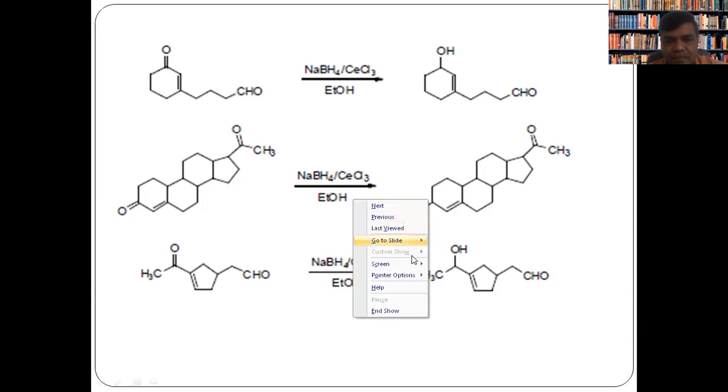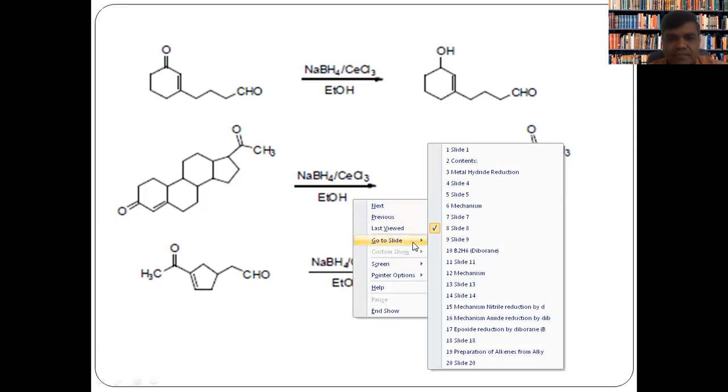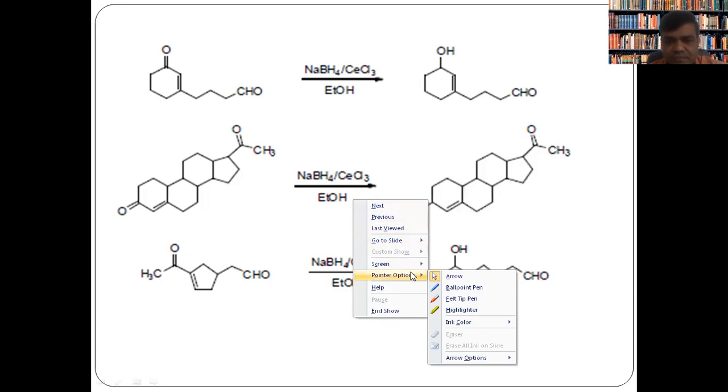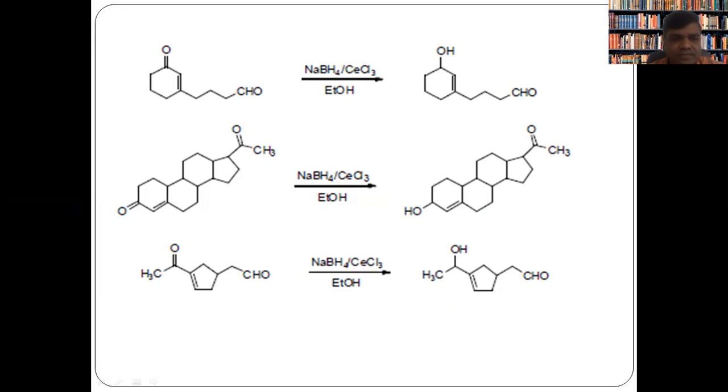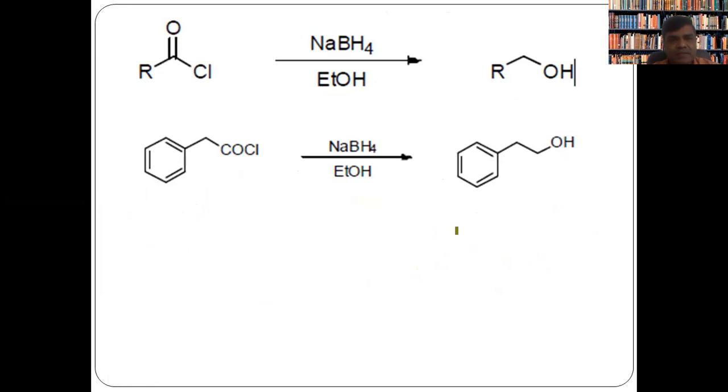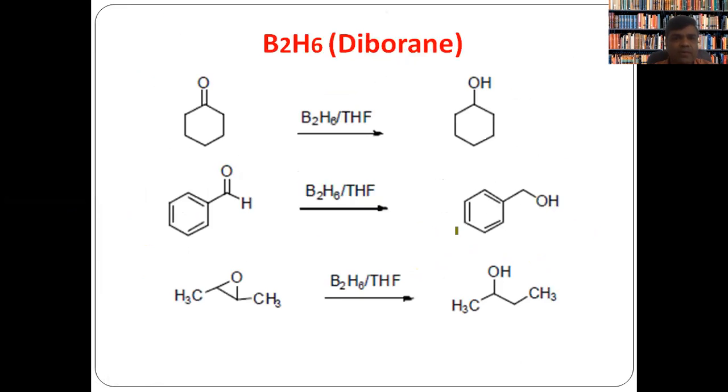See here, this ketonic group is reduced to secondary alcohol, while this aldehyde group, which is non-conjugated, remains as it is. This is an example where, along with aldehyde and ketone, acid chloride is also reduced to primary alcohol.